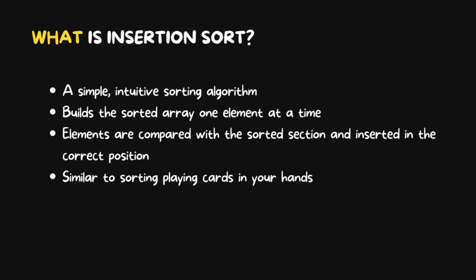Insertion sort is a simple sorting algorithm. It works the same way we sort playing cards in our hands. We start with the second element and compare it with the elements before it. If it's smaller, we shift the larger elements to the right and insert the current element in the correct position. This process repeats until the entire array is sorted.